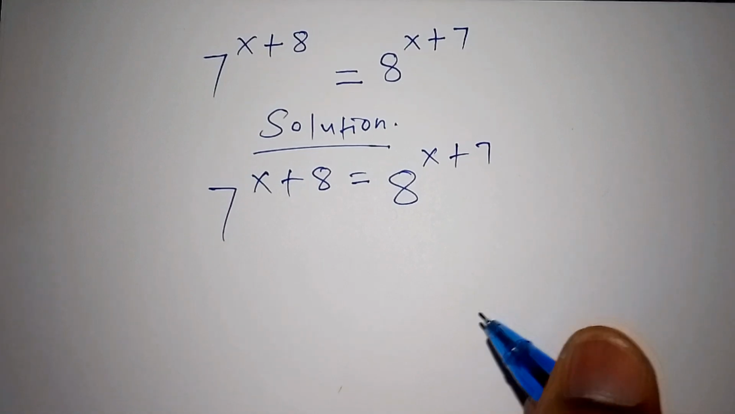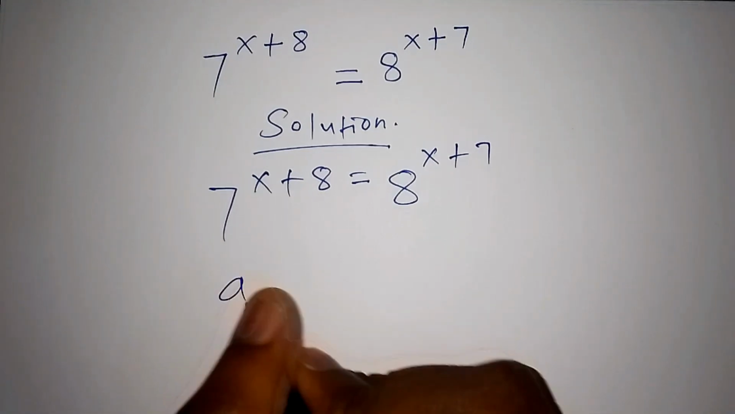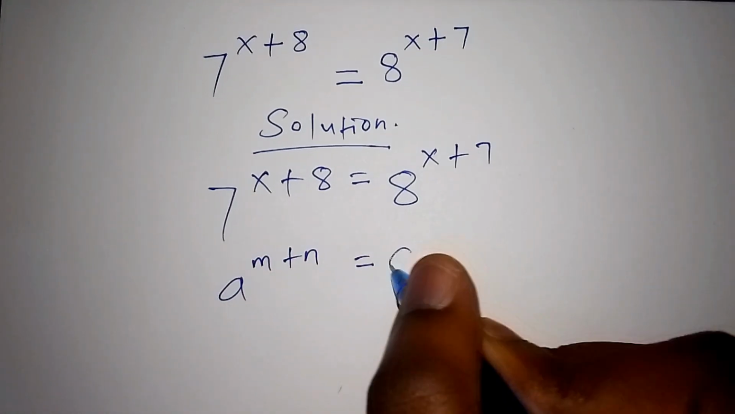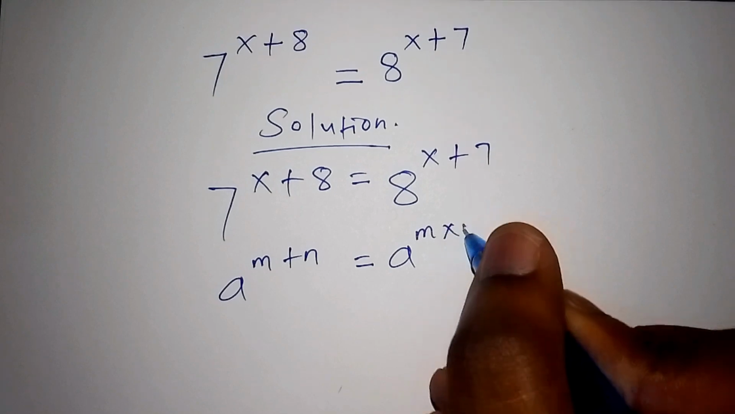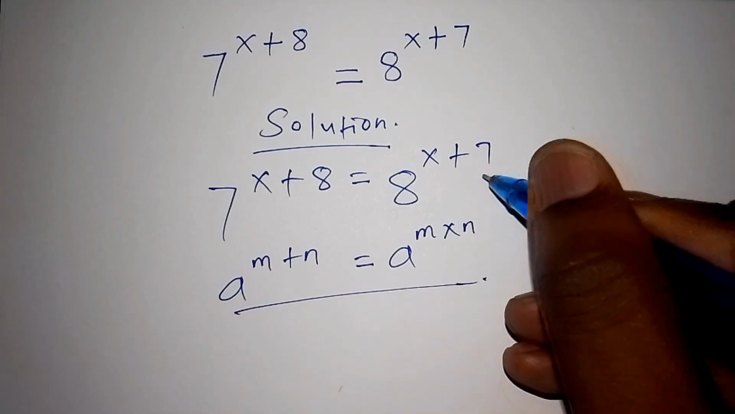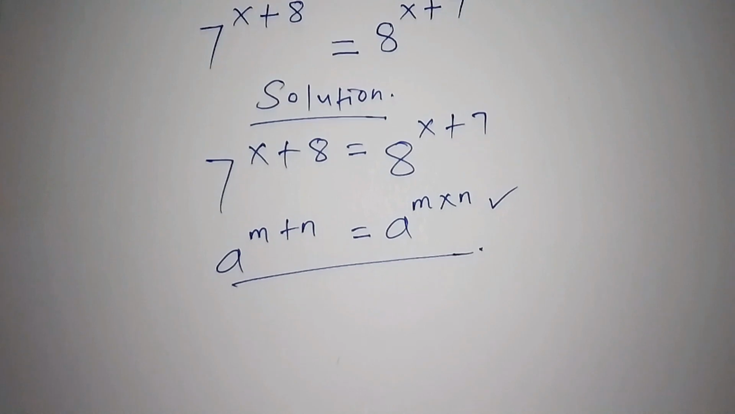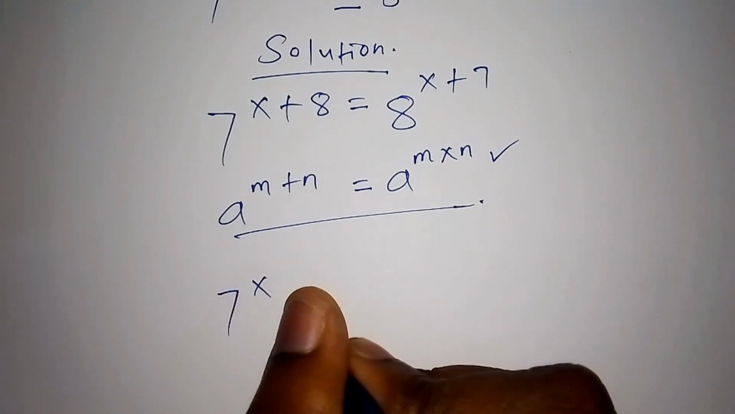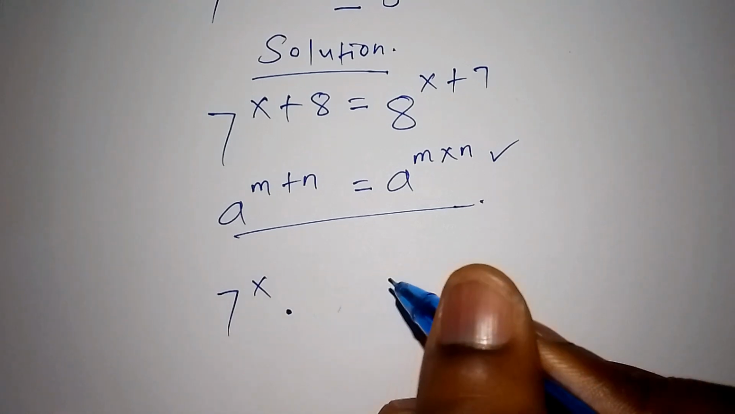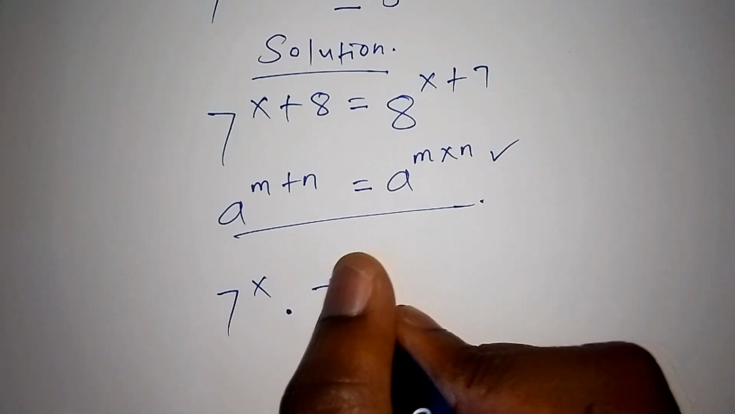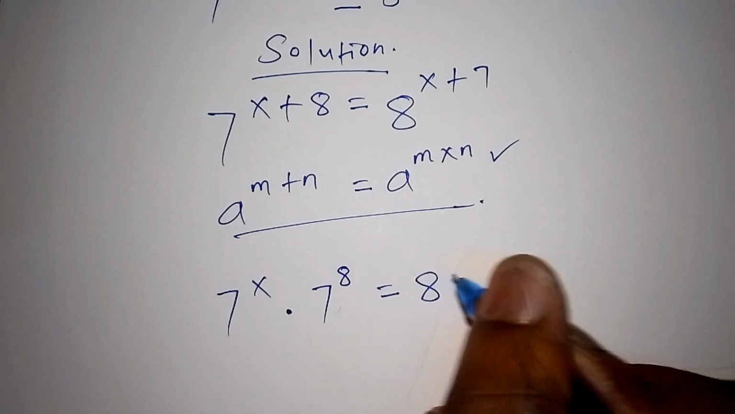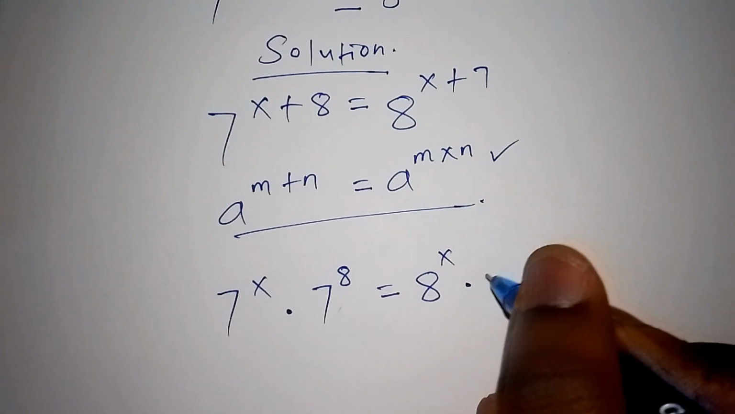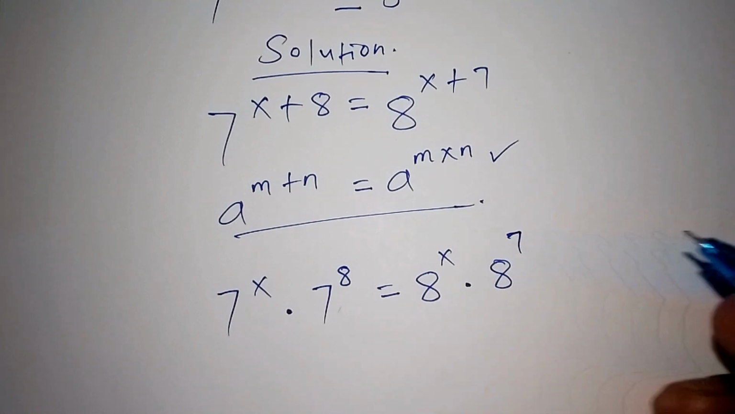The first thing that we all know is that when we have a to the power of m plus n, this can also be written as a to the power of m multiplied by a to the power of n. So we shall apply this here. Here we shall have 7 to the power of x multiplied by 7 to the power of 8 equals 8 to the power of x multiplied by 8 to the power of 7.